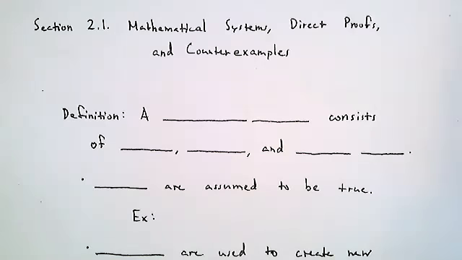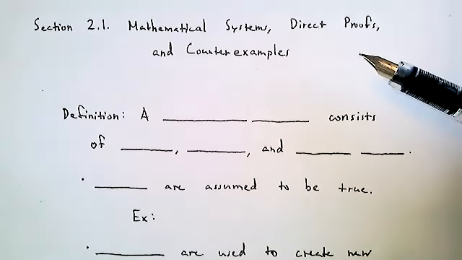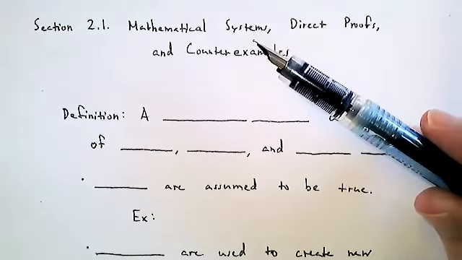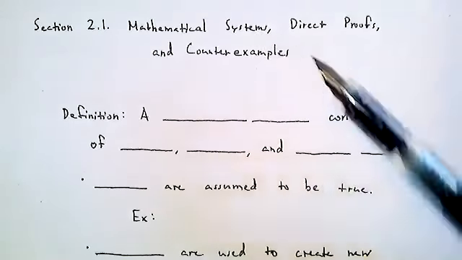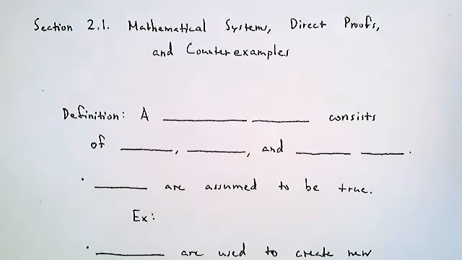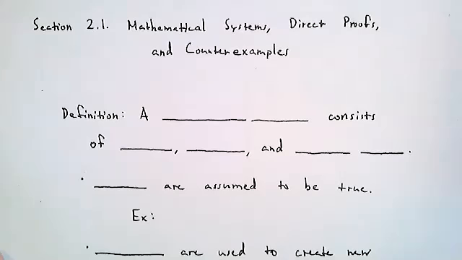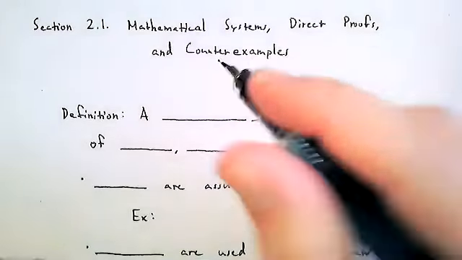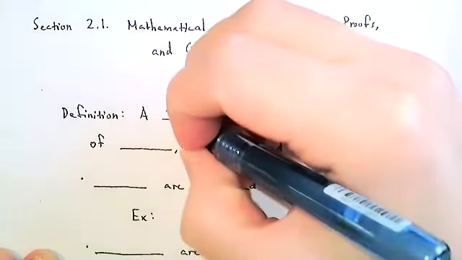Okay, so section 2.1, we're going to start with something called a mathematical system, and then we're going to get to direct proofs and counterexamples. And then in the following sections, 2.2 and so on, we're going to go over more kinds of proofs. So first of all, what is a mathematical system?